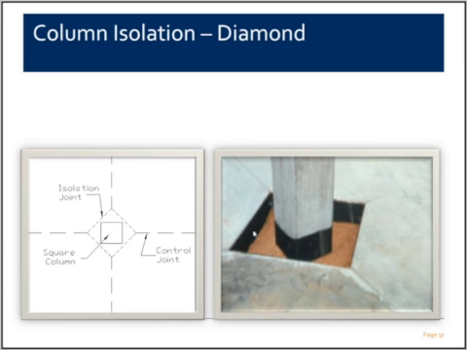This material is typically a compressible material. A lot of times they use asphalt impregnated materials. But this detail is good because we're not only isolating the concrete slab, but we're also isolating the column. And the concrete gets placed in between the column and slab at a later date.